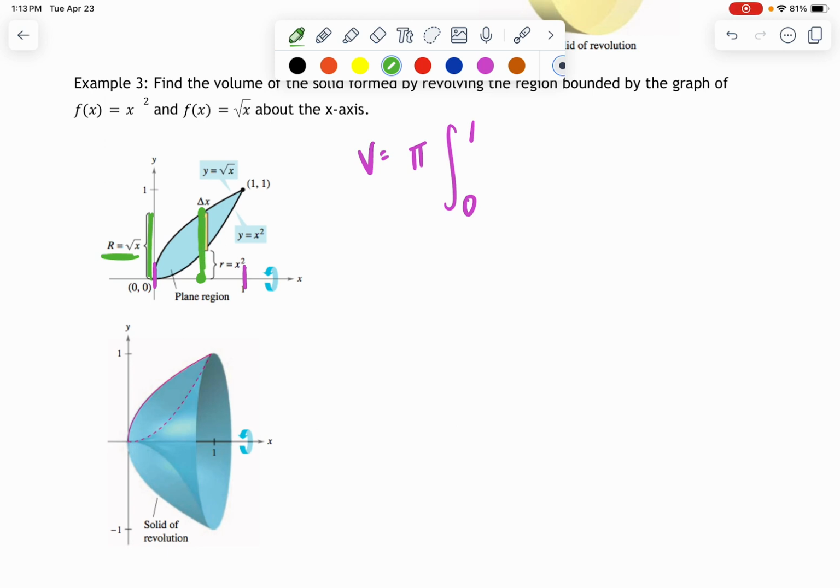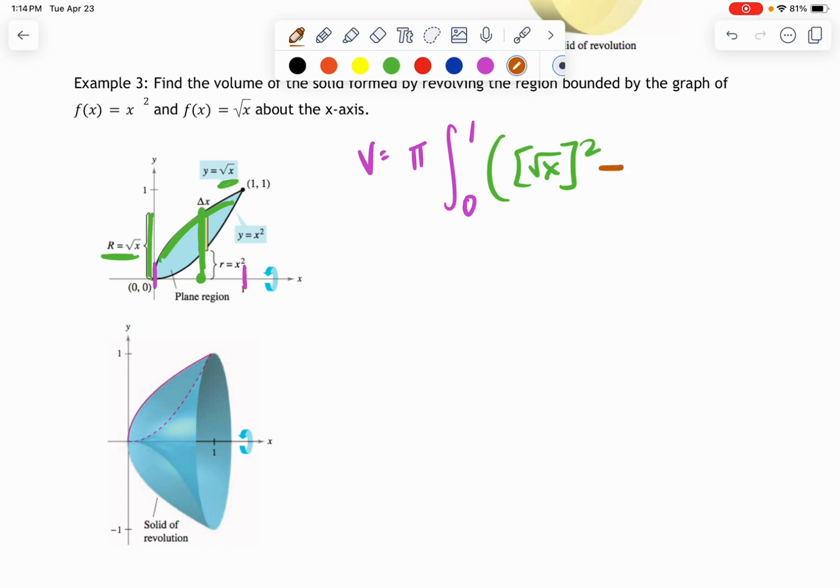That would be my first radius squared that I have to do. So it's going to be whatever this function is, and it looks like it's square root of x, so it's going to be square root of x squared. That is my first radius squared. If there was no gap, I'd be done, but there is a gap.